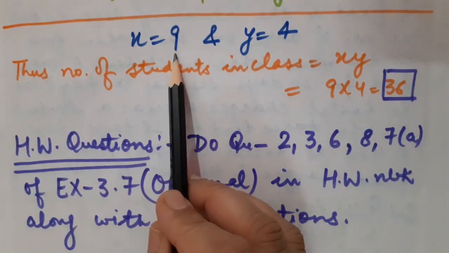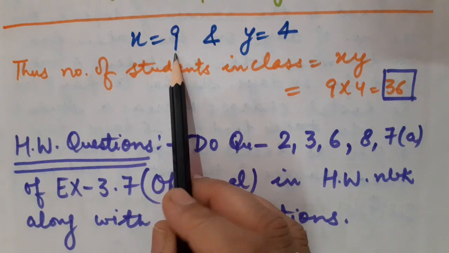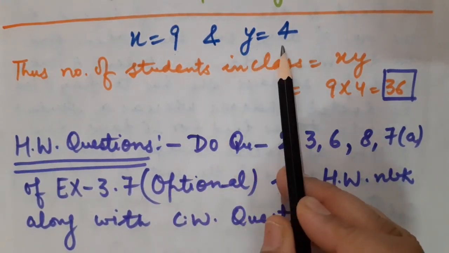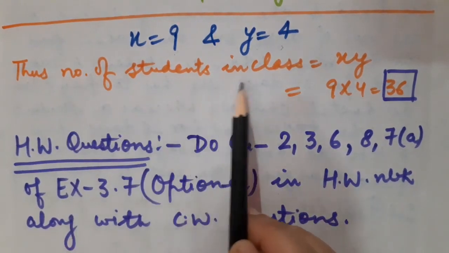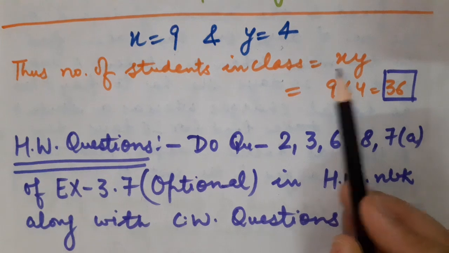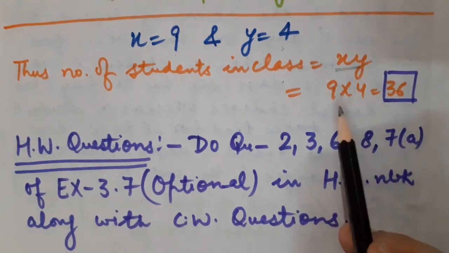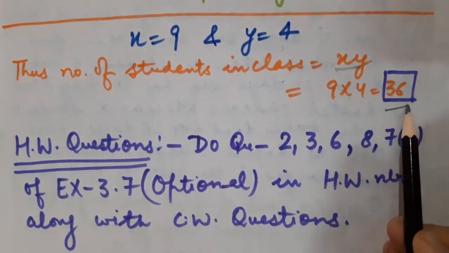So children, x is equal to 9. What is x actually? The number of students in each row. And y is equal to 4. Correct? And what is y? The number of rows. Now what is asked in the question? You have to tell the total number of students in the class. How did we calculate that? x into y, that is 9 into 4 is equal to 36.